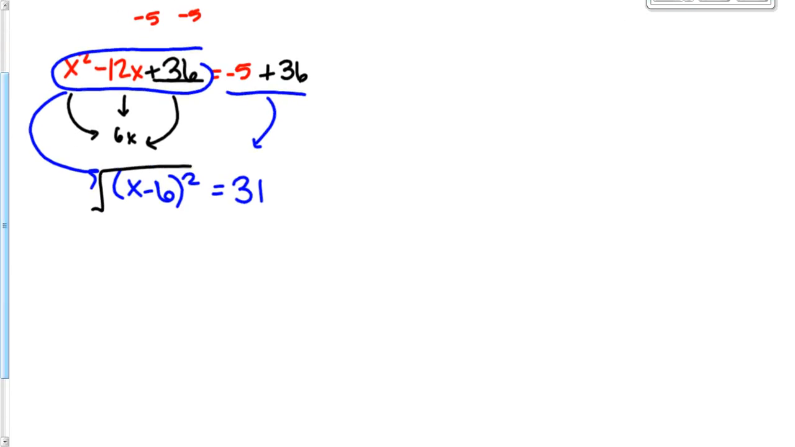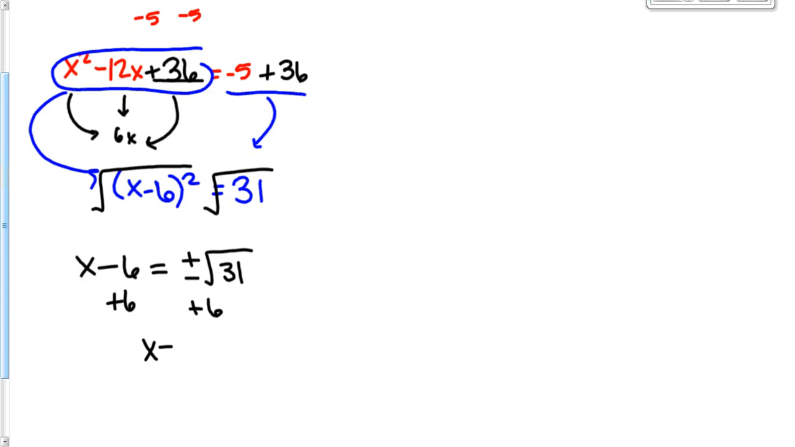Now I just start with my square rooting, working backwards. So I'm going to take the square root of both sides. So x minus 6 equals, and I'm actually just going to write plus or minus the square root of 31, instead of splitting it into two pieces. So then I add 6 to both sides. So x equals 6 plus or minus the square root of 31.